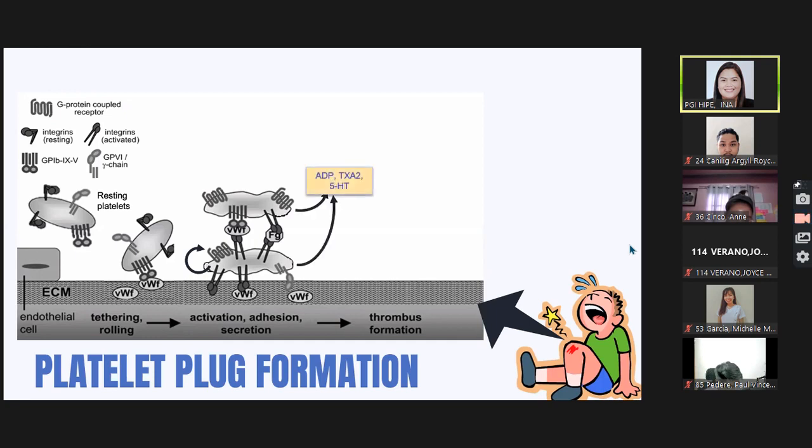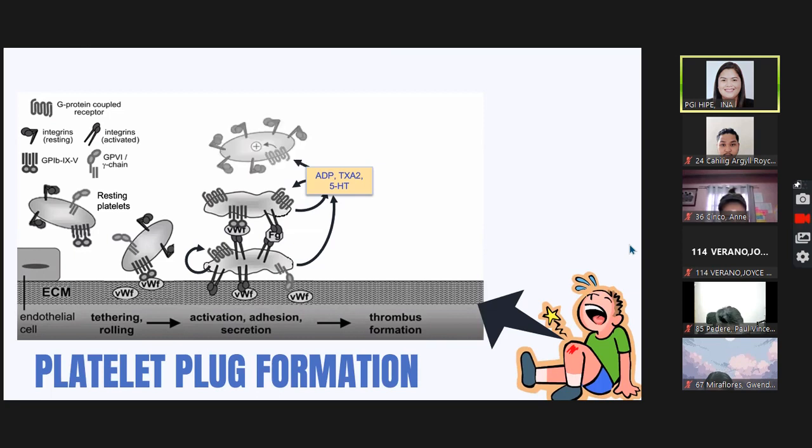And then the release of these substances, we have the ADP and serotonin and also the thromboxane A2. These substances allow activation of platelets causing platelet aggregation. So please remember also ADP, thromboxane A2, and serotonin, or your 5-HT. In the second wave of platelet aggregation, a release reaction occurs in which several substances, including ADP, calcium, serotonin, thromboxane A2, and alpha granule proteins, are discharged.